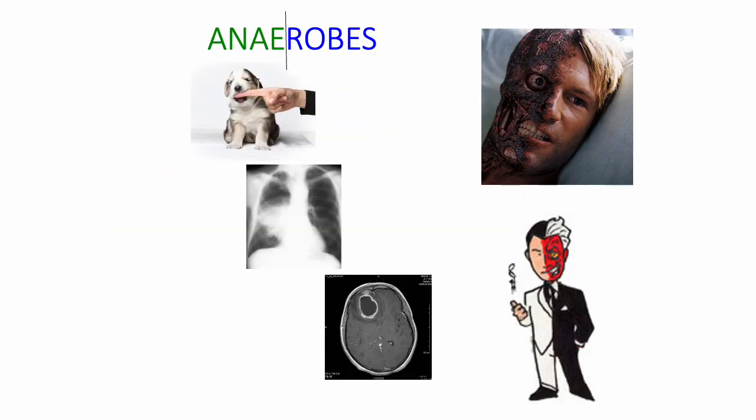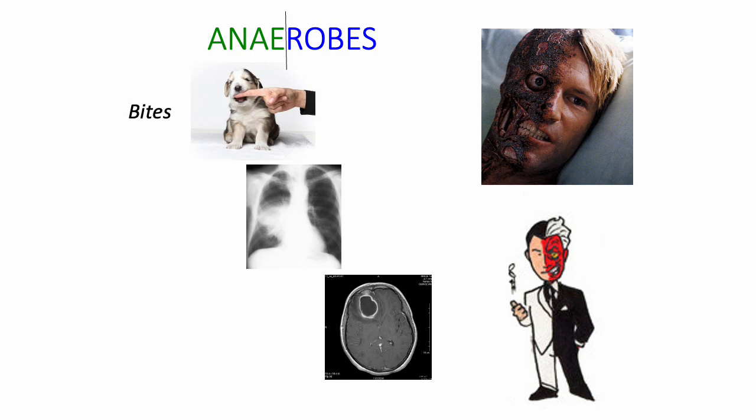A few more categories to cover. Anaerobes. Anaerobes can be gram-positive or gram-negative, and we don't typically name them. This is Two-Face, who sometimes he's good, sometimes he's bad. So again, we don't really specifically name them. They can be gram-positive, gram-negative. It's more that we think about them in certain situations. So these are the three major situations where we think about anaerobes.